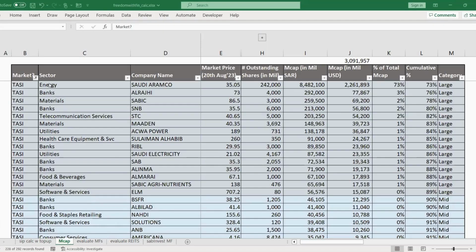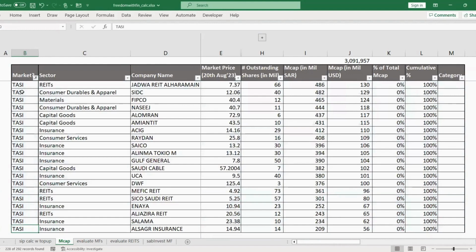So what I did here is to track the entire 228 stocks that are listed at the moment, at the time of this recording, on the Tadawul All Share Index. Right? There are 228. So those are the 228 that you will see here.